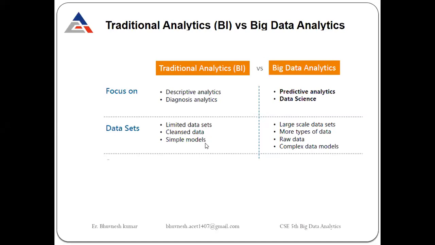Simple models are used in your traditional analytics, but in your big data analytics, large scale data sets are there. Big data, huge data is there. More types of data means unstructured data, semi-structured data, quasi-structured data, and structured data are also there. That is more types of data. The different types of data are structured, semi-structured, and unstructured. Okay, or raw data without any structure, that is unstructured.